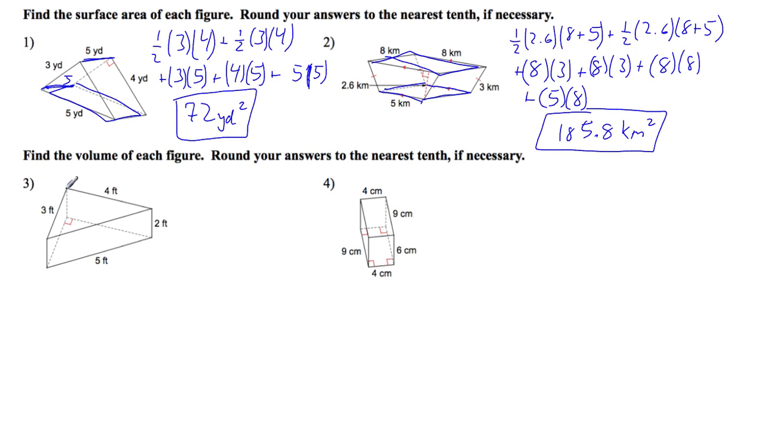Now volume is a little bit different because we want to find the area of the base. And so for this triangular prism, it's the area of this triangle base. And we want to multiply that by the height, or the depth, which here is 2 feet. So we're going to do 1/2 times the base, which we could say is 3, times the height, which is 4, times this depth or height, which is 2 here. So this is going to give us a volume of 12.